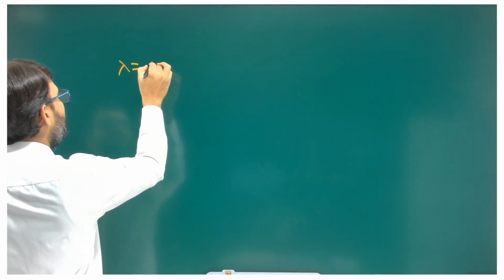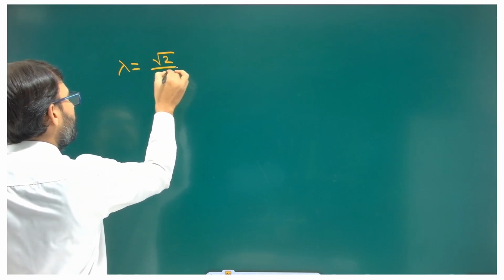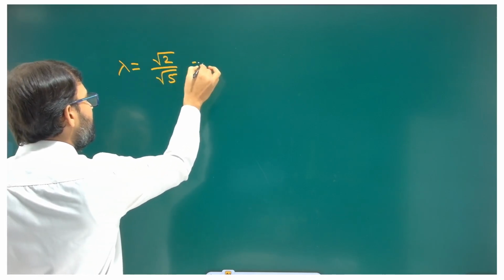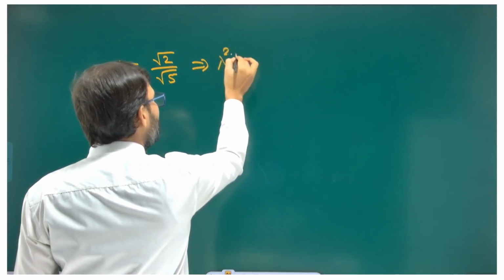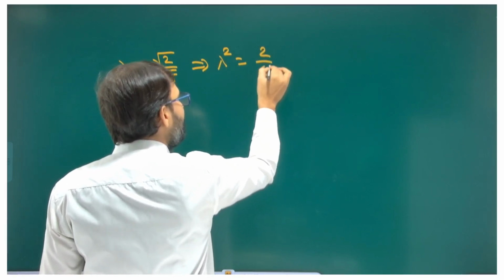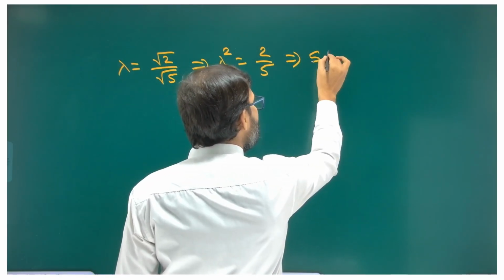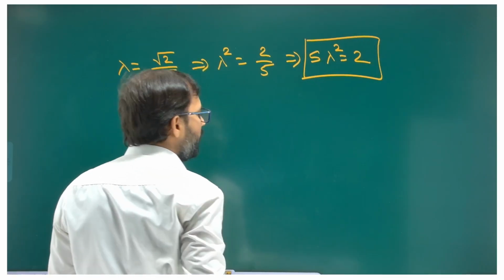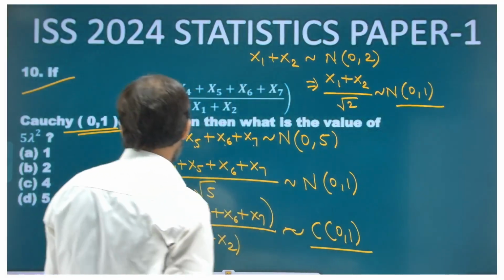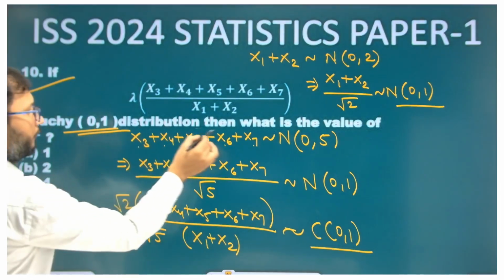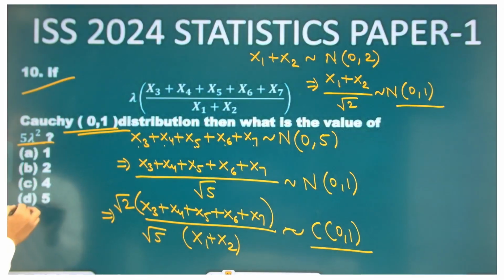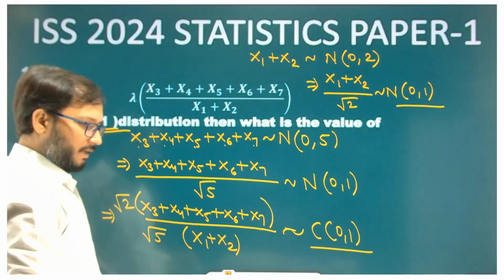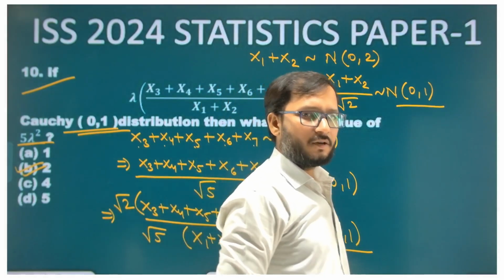So what is the value of lambda? Lambda is equal to root 2 upon root 5. Then lambda square is equal to 2 by 5, and this implies 5 lambda square is equal to 2. They have asked the value of 5 lambda square, which is equal to 2. The correct option is B. And this is the question.